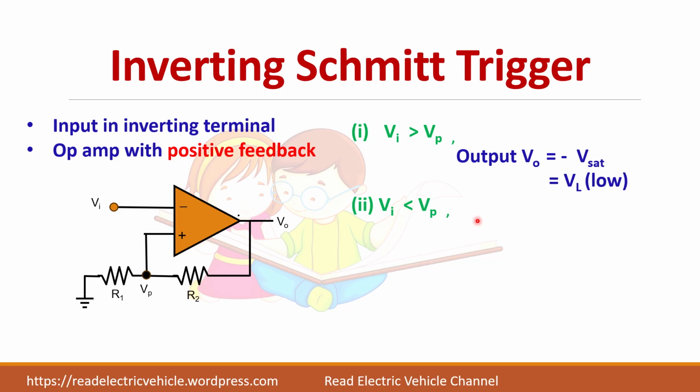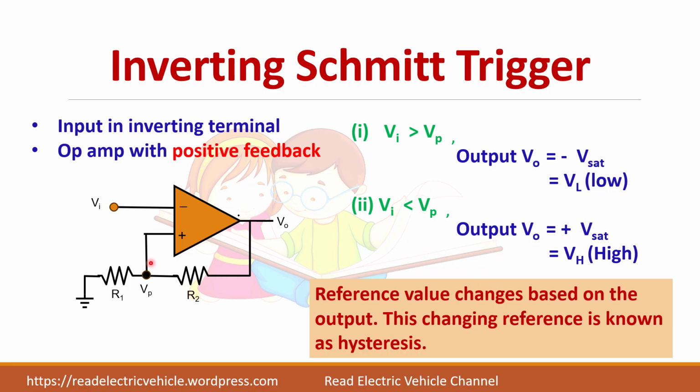Now, the second case is when the input is lower than VP. Whatever voltage is at this terminal, this is lower, so the positive is greater. The output will be plus Vsat, or we can mention it as high. It's a high value.